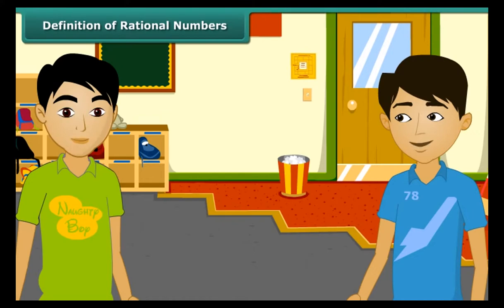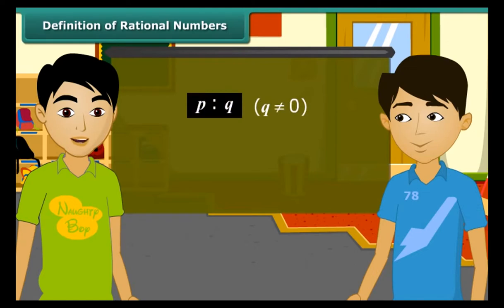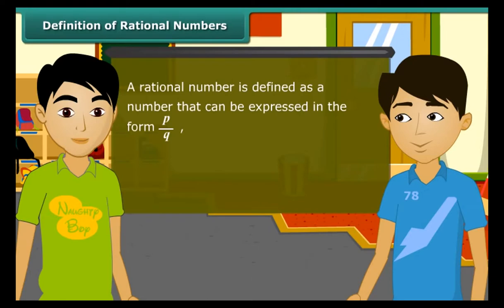You mean that a ratio like 3:2, which can also be written as 3/2, is a rational number? Yes. Similarly, the ratio of two integers, p and q, in which q is not equal to 0, can be written in the form p/q. This is the form in which rational numbers are expressed. A rational number is defined as a number that can be expressed in the form p/q, where p and q are integers and q is not equal to 0.